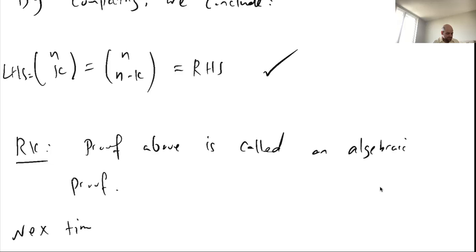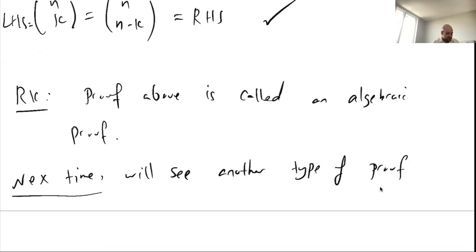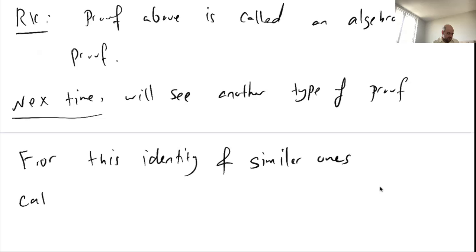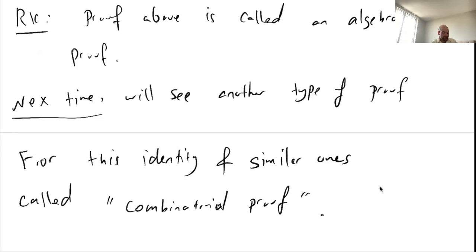Next time, we'll see another type of proof for this identity and similar ones, which is going to be called combinatorial proof. Okay, guys, so I'll explain about this type of proof next time.